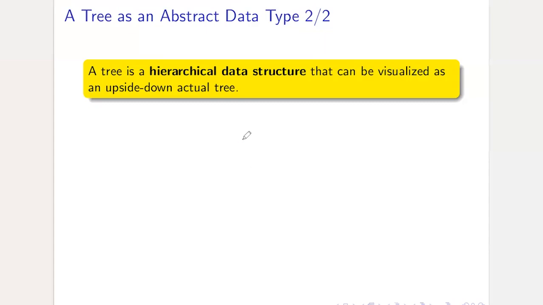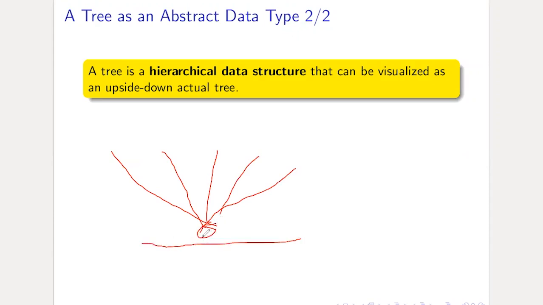So you can visualize this as an upside down actual tree. Normally a tree has branches going like this, with the root at the bottom. The root is where you connect it to the ground. But if you turn it upside down, then you get the tree data structure.